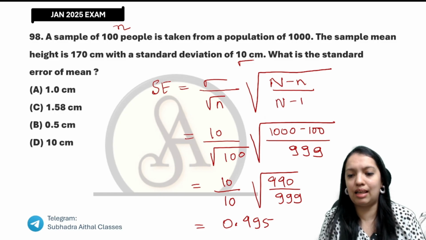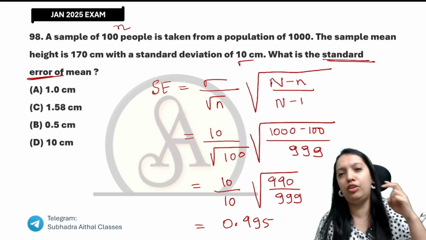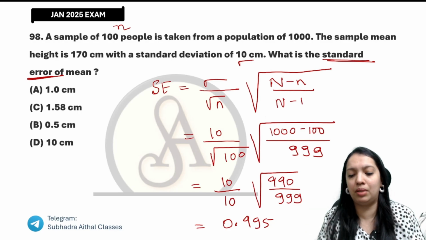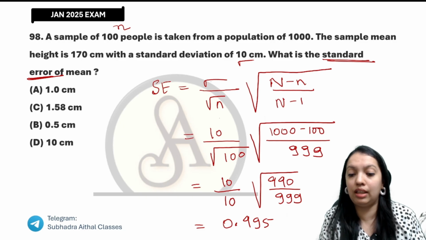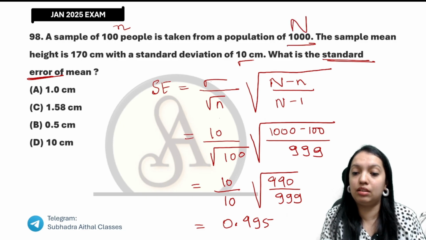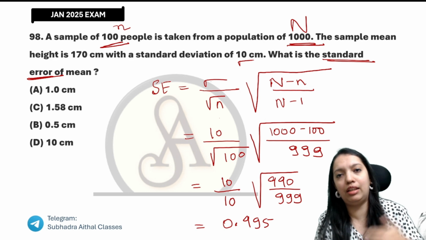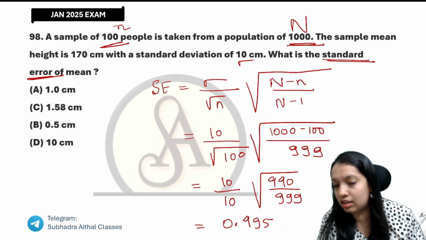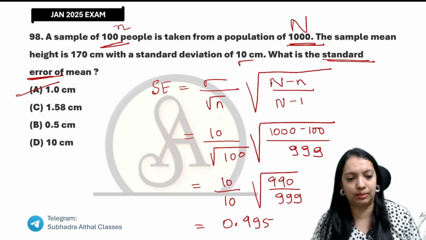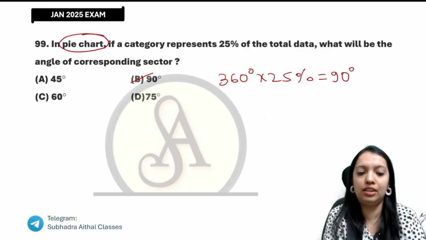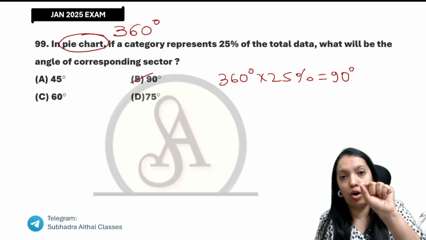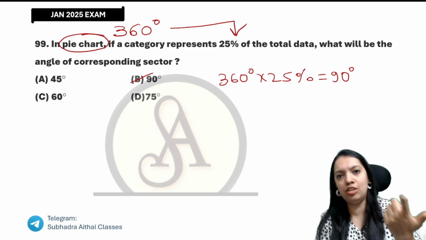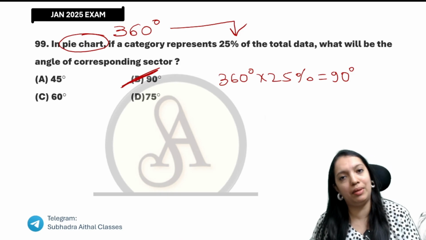Next, for the sample, calculate standard error. There are two formulae for standard error. Please be careful. In this question, we have to apply the formula sigma by root n into square root of (capital N minus small n) divided by (capital N minus 1), where capital N is 1000 and small n is 100. Your answer becomes 0.995, but that is not there in the options. Approximate value is equal to 1. Next, pie chart. The minute you see pie chart, total is 360 degrees. Out of 360 degrees, some category represents 25%. So 360 degrees into 25%, your corresponding angle will be 90 degrees.